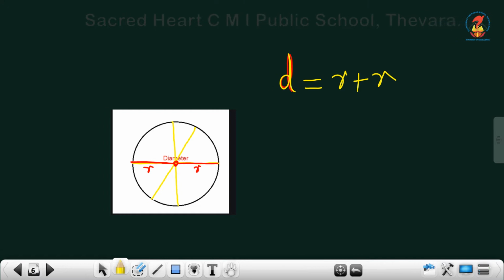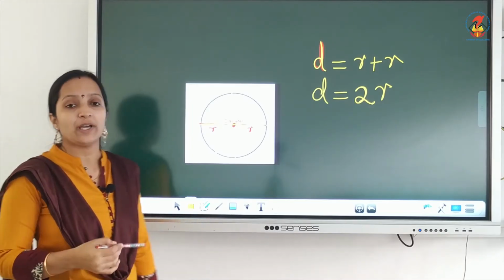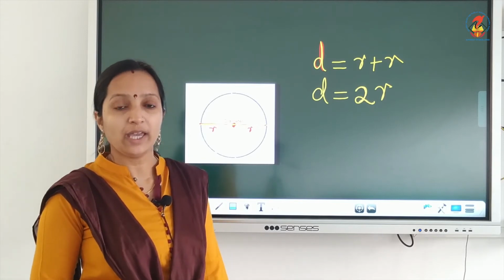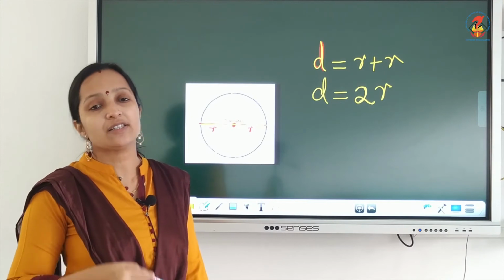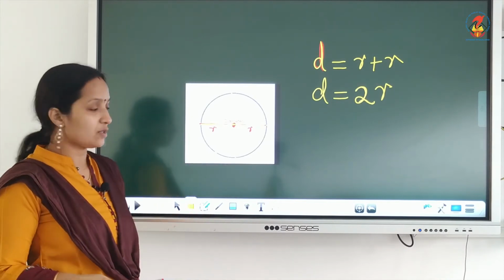From center to this point is the radius. From center to this point is the radius. This is radius and this is also radius, is it? So we can write diameter as R plus R. R plus R, what is the answer? R plus R is 2R. So what can you say here? Diameter is twice the length of the radius. So we can say diameter is 2 times radius, or diameter is twice the length of the radius. Okay children.